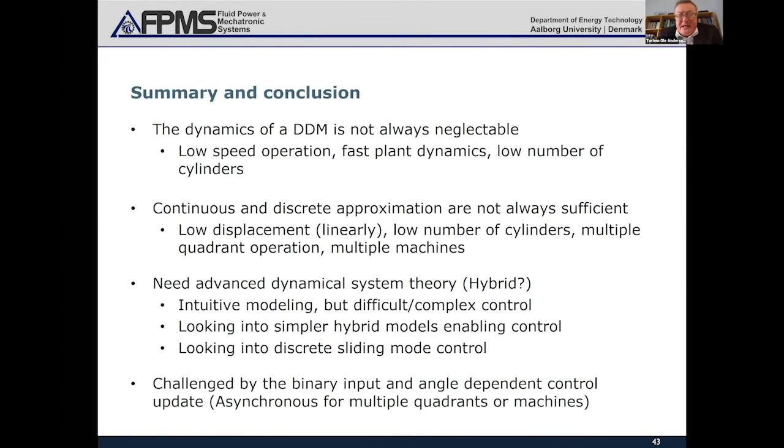But the analysis shown here is that you cannot always take out the dynamics. Until now, it has simply been mostly open loop ways to do it. But it has been shown in more than one study that sometimes you really have to look into dynamics.